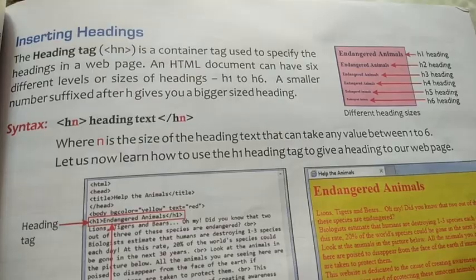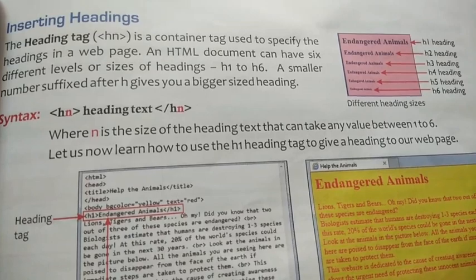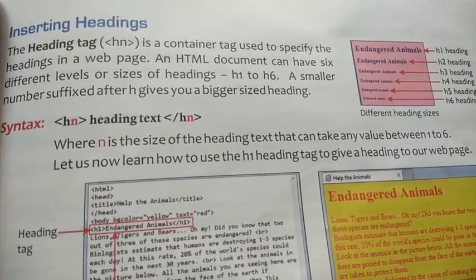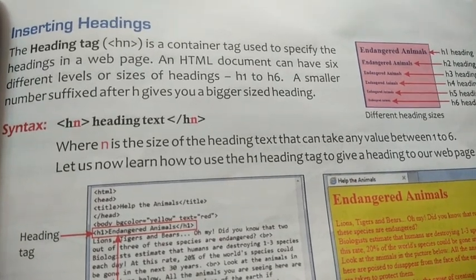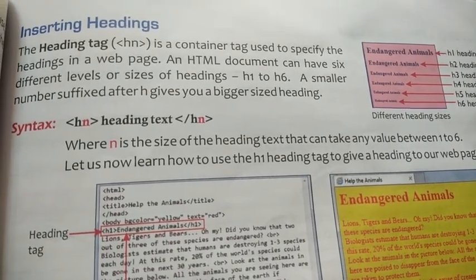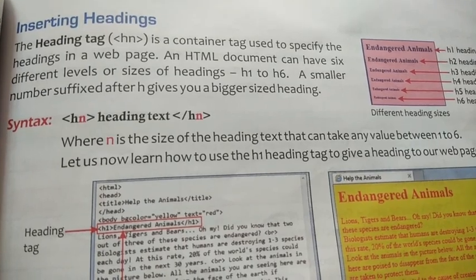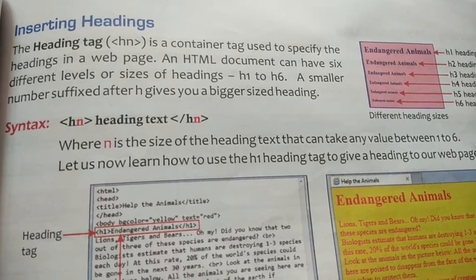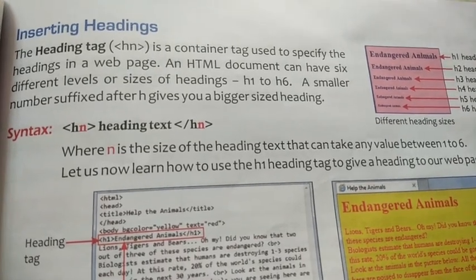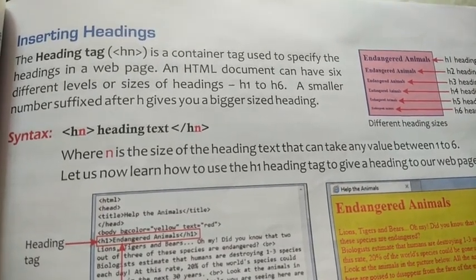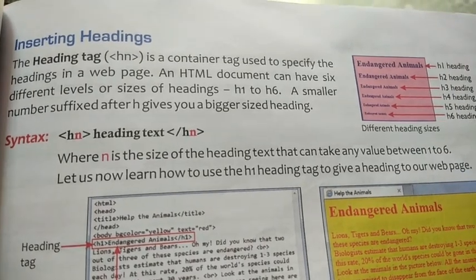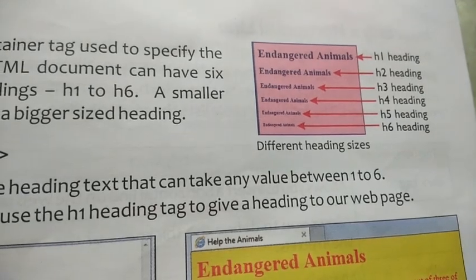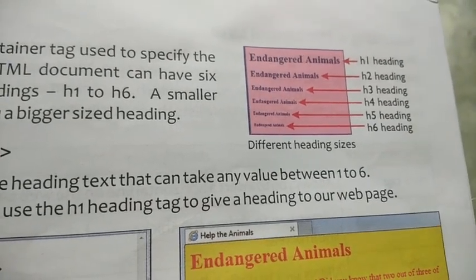Okay, students. Class 7. Today we are going to discuss this topic, inserting headings. How to insert a heading. So heading tag Hn is a container tag used to specify the headings in a web page. An HTML document can have 6 different levels or sizes of headings, H1 to H6. So a smaller number suffixed after H gives you a bigger sized heading. So see properly, different heading sizes, H1, H2, H3, H4, H5, H6.